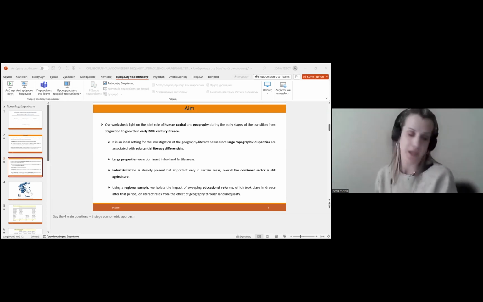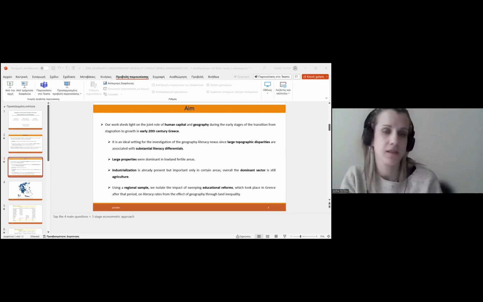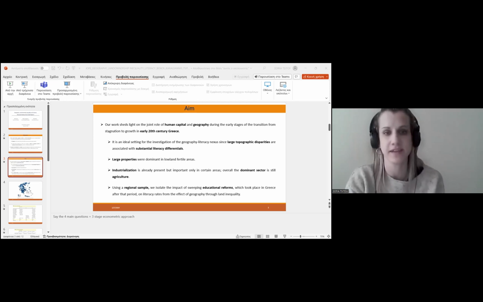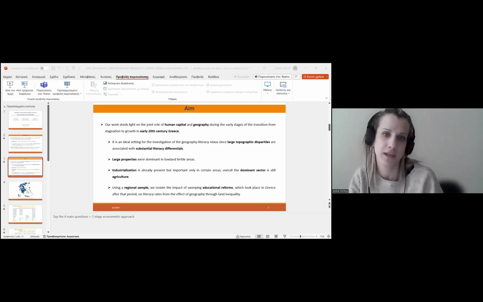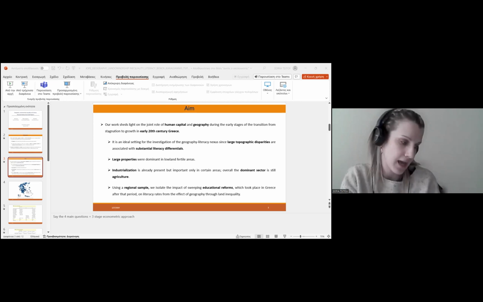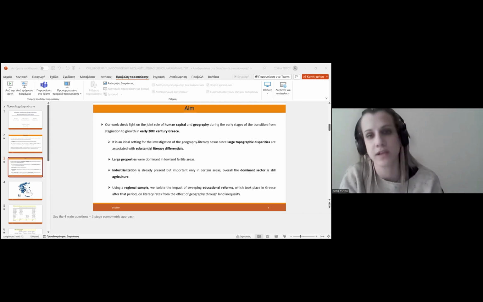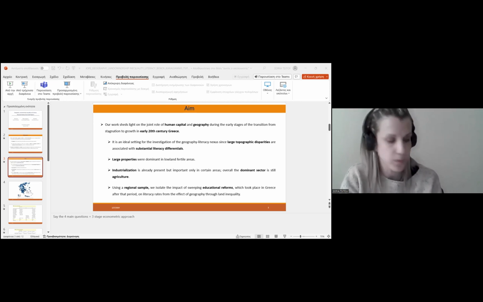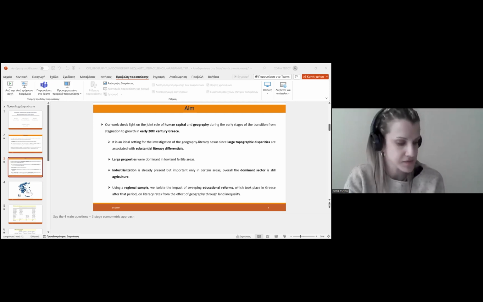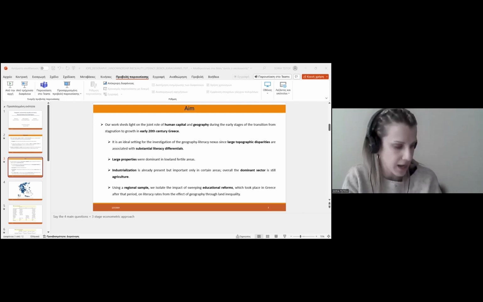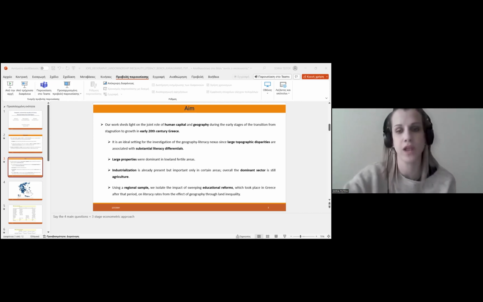So here, in this map, we can see the distribution of the native literacy rates in 1928 for Greece. Our source of data is the census of the Hellenic Statistical Authority. And we can see in this map that the dark blue colors are for the regions with the highest literacy rates for the natives, and the light blue colors are for the regions with the lowest literacy rates.